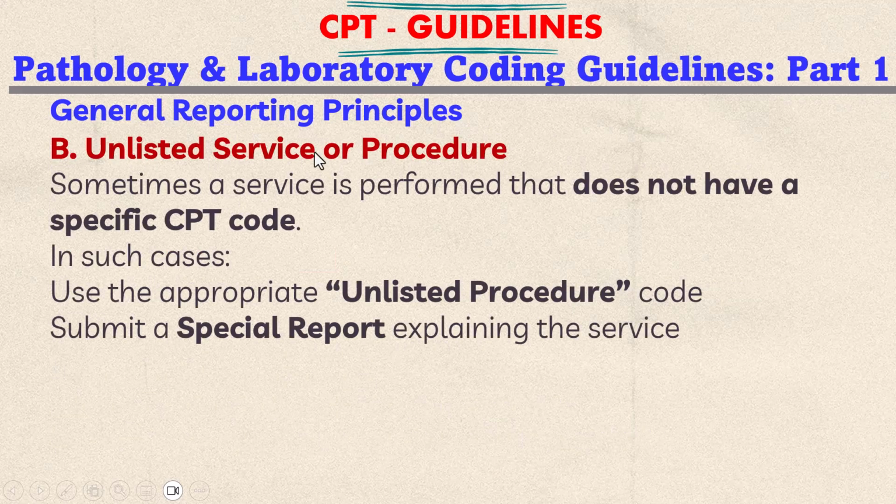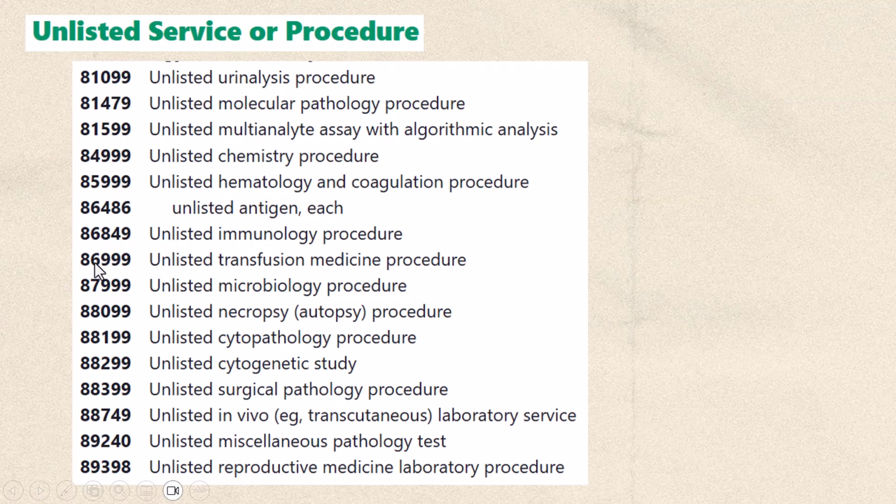Regarding the unlisted service or procedure, sometimes a service is performed that does not have a specific CPT code. In such cases, use the appropriate unlisted procedure code and submit a special report explaining the service. So these are the unlisted service procedure codes. You can check in your CPT codebook.